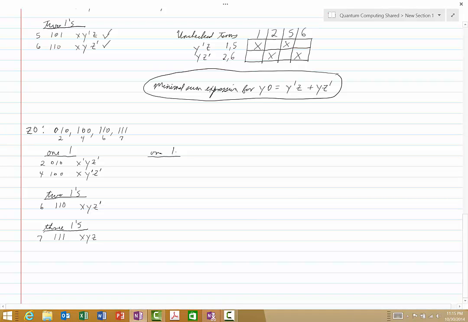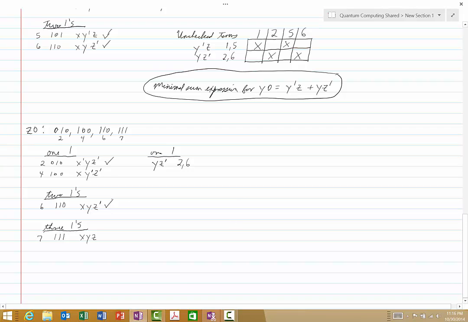Do we expect 2 and 6 to combine? Yes, because 2 is smaller than 6, and the difference between 2 and 6 is 4, which is a power of 2. And so 2 and 6, indeed they do combine. The x term is the one that differs, so it will drop out, and we'll be left with yz prime. That's the result of combining 2 and 6. So 2 gets a check, and 6 gets a check.